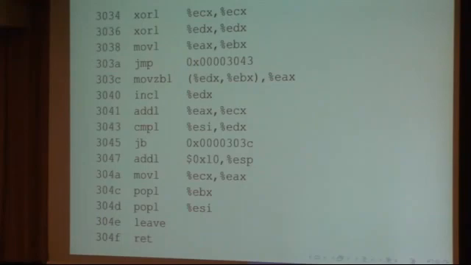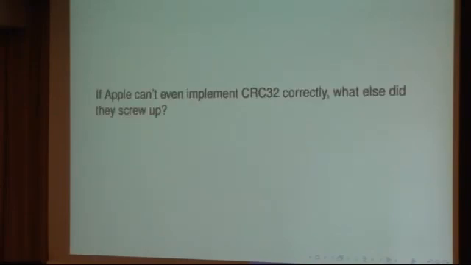So then we just keep on checking whether or not that counter finally reaches the length of the file. And when it does, then what ECX has is the sum of all the bytes in the file. So is this CRC32? This is not CRC32, right? This is not even close. So this gives you some idea of the quality of Apple's code. They just did not understand what CRC32 is, and they didn't implement it correctly.